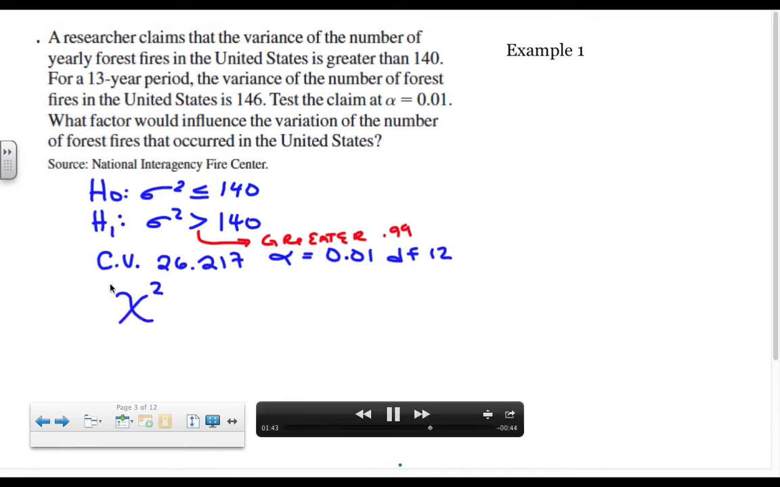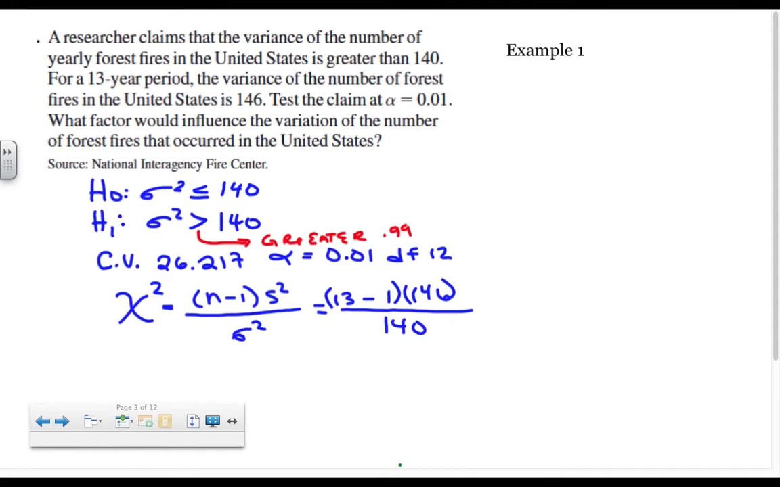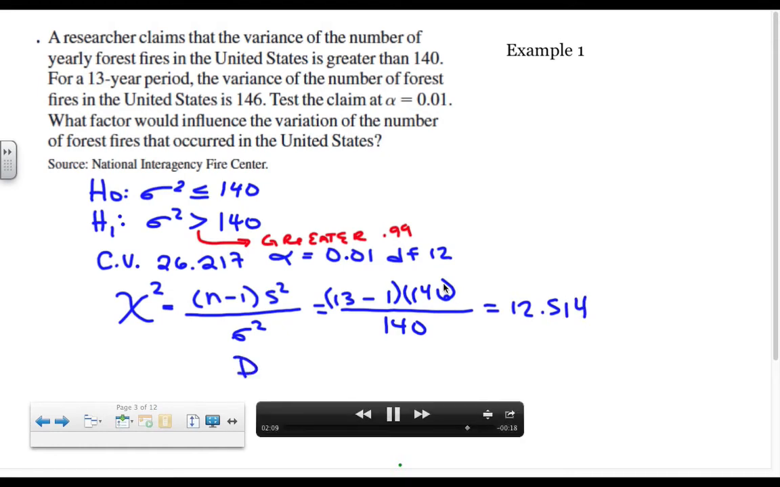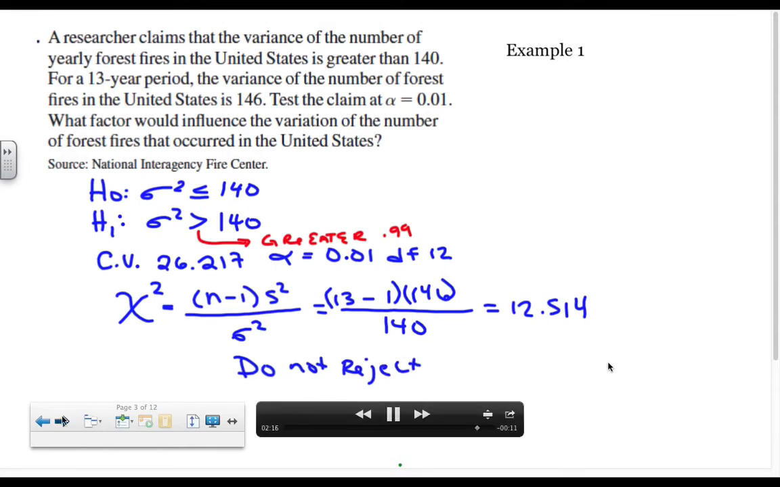So my chi-squared is, well, okay, there's the formula, n minus 1 times s squared over the standard deviation squared. So 13 minus 1 times s squared, which was 146, over 140, which gives me 12.814, which is not bigger than 26.217, so I do not reject the hypothesis. So I couldn't prove anything.